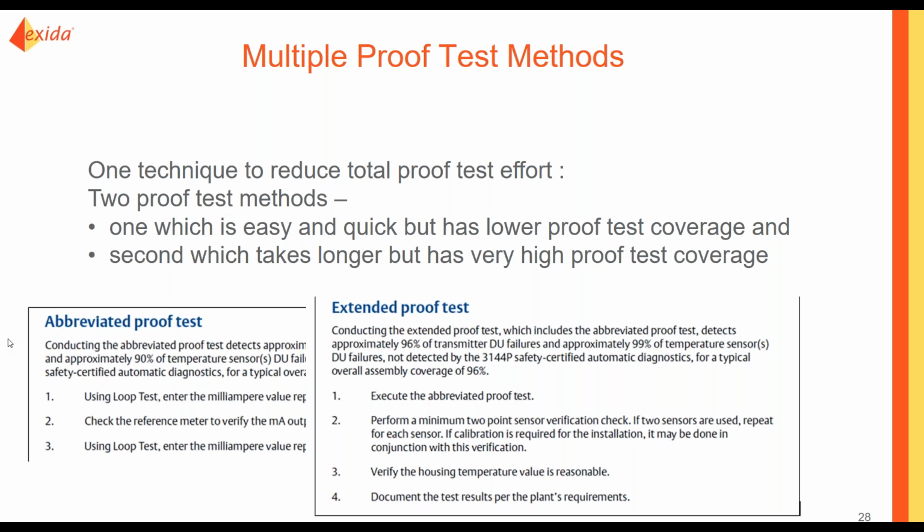On the other hand, you have the extended proof test, which requires a minimum of a 2-point calibration, which would take significantly more time in the field with the transmitter. This test adds a check of the sensing element and the temperature compensation circuit. So that's something that you wouldn't want to do very often. So maybe do your abbreviated proof test more often to push out the more expansive proof test longer.